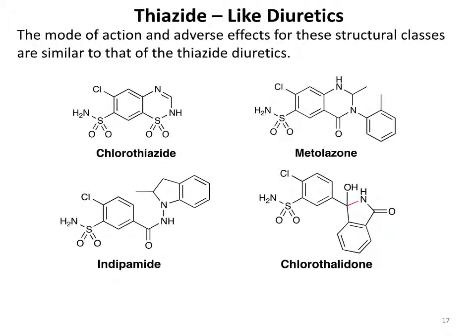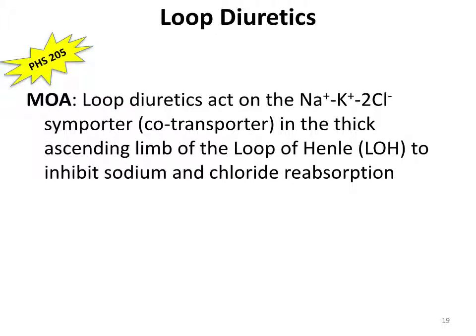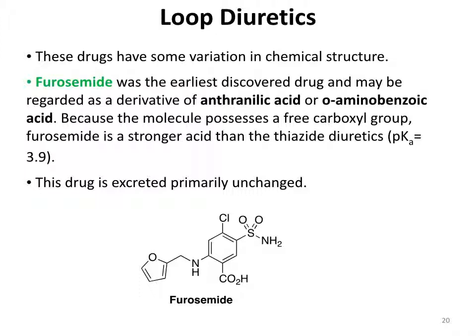Let's see here. Okay, adverse effects, definitely not going to talk about those. Loop diuretics also act on a symporter, which is a co-transporter. They're called loop diuretics because they affect the loop of Henle. These drugs have some variation in chemical structure. That's the most obvious statement in the world, and that annoys me, so I'm going to cross that out. Furosemide was one of the earliest discovered drugs. Anthranilic acid is orthoaminobenzoic acid.